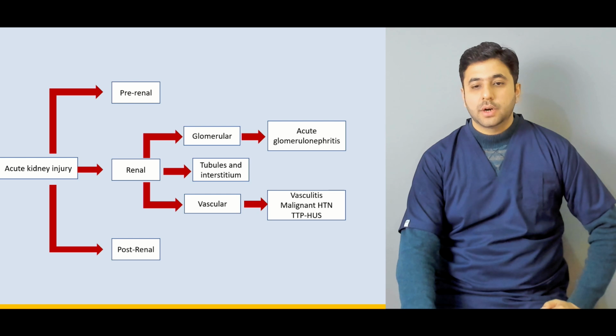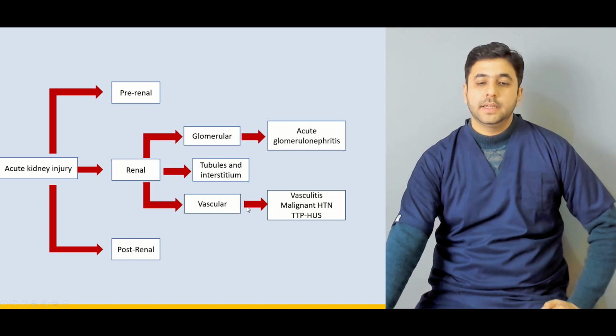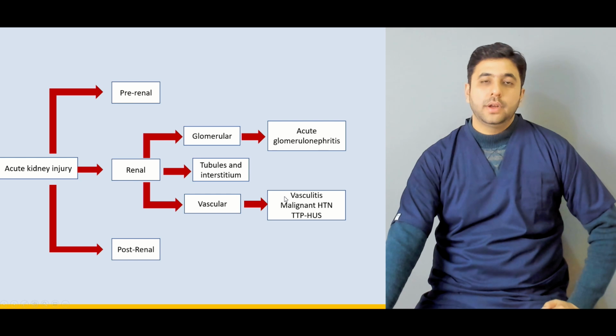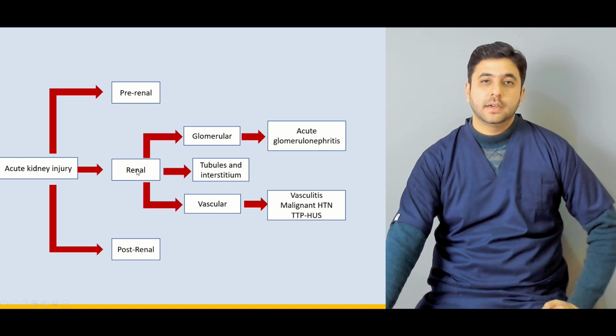Just what we talked about here. Vasculitis, I just want to mention, in the vascular part of the renal injury. Vasculitis is a rare complication, but it can affect the kidney either on its own or in combination with some syndrome or some disease. For example, in thrombotic thrombocytopenic purpura and hemolytic uremic syndrome, TTP-HUS, as you know, this can involve the kidneys and cause vasculitis and renal damage.